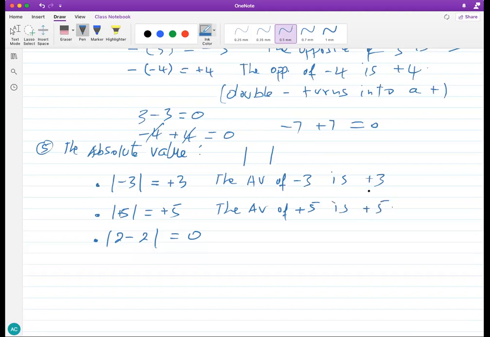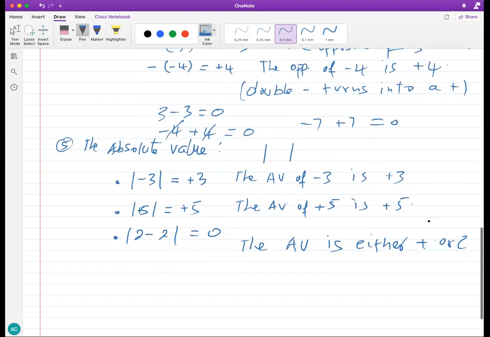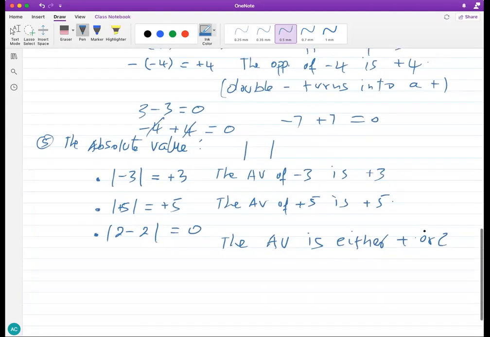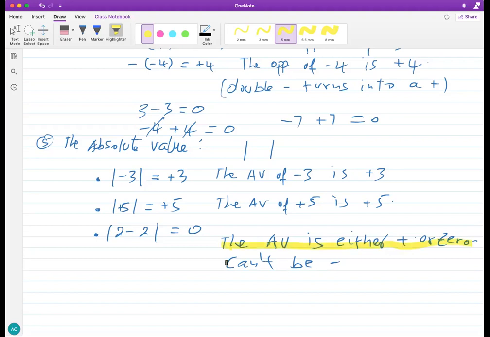Okay, as you can see, the outcome is never negative. So let's write that here. The absolute value is either positive or 0. Okay, it cannot be negative. That's very important to remember. Do not confuse this with the opposite or the additive inverse.